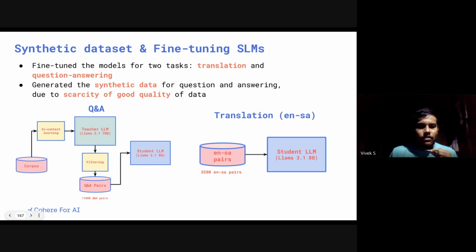We had a good quality dataset for translation. Hence, it was easy for us to fine tune SLMs on Sanskrit data. However, that was not the case for question answering, so we had to generate synthetic data for it. For synthetic data, we used the corpus that we had collected, which was just Sanskrit text, and fed it to a teacher LLM, Llama 70B, and generated some 11,000 question answer pairs after thorough filtering and data cleaning. Next slide, please.